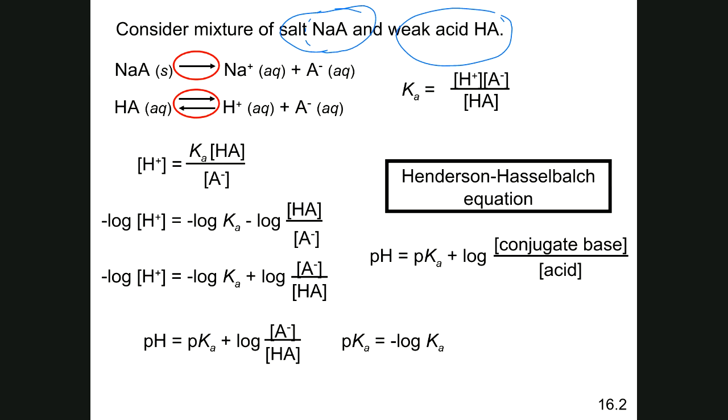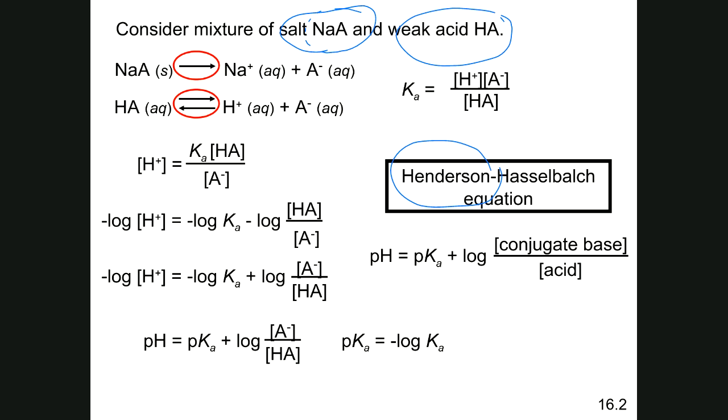It's called a buffer. So you have a buffer system, which is a mixture of a weak acid and the salt of the weak acid. If you have a mixture of that, to calculate the pH you use the Henderson equation. You can use the Henderson equation when you have a mixture of a weak acid and the salt of that weak acid, or a weak base and the salt of that weak base.